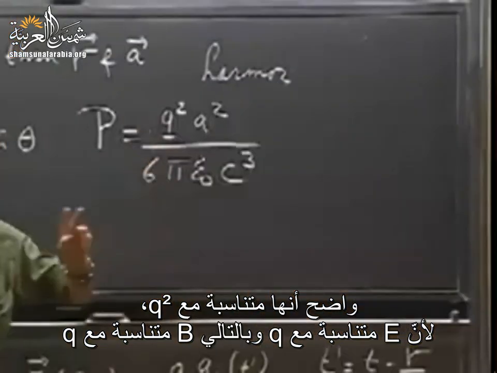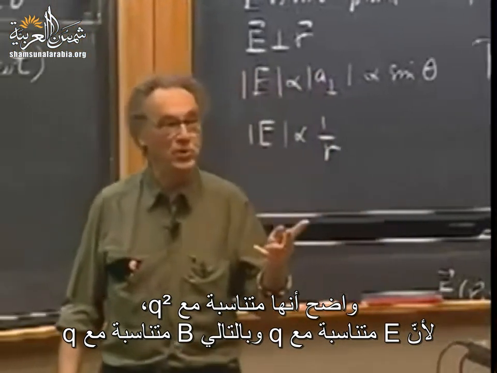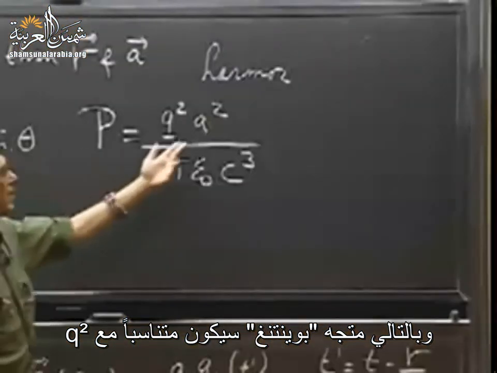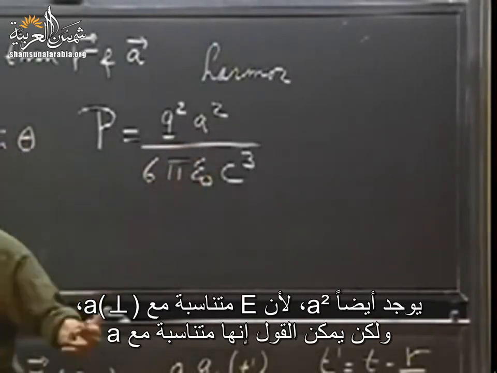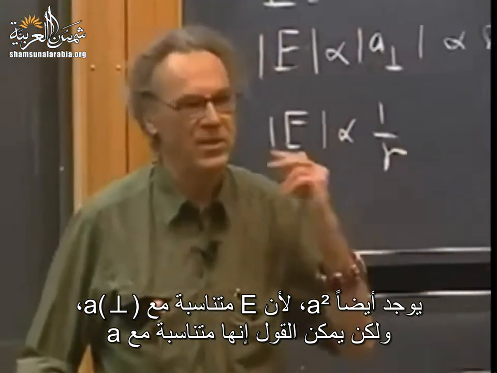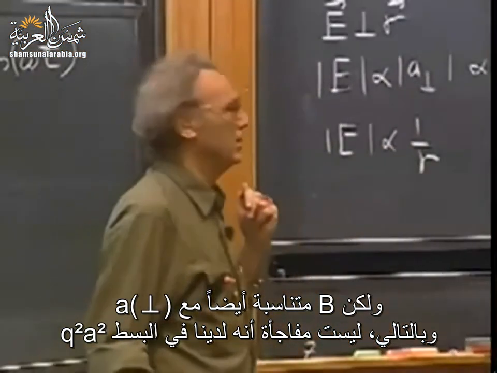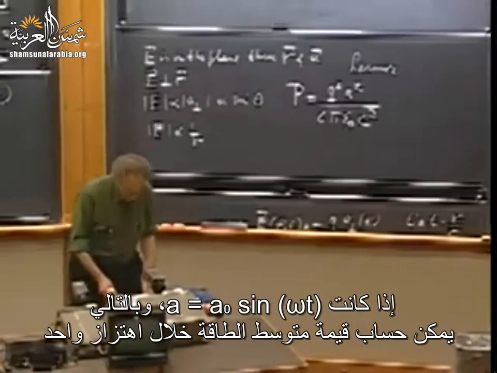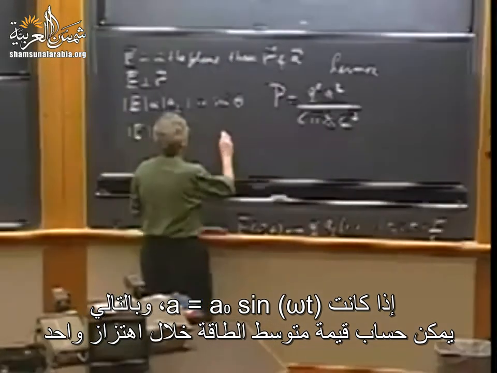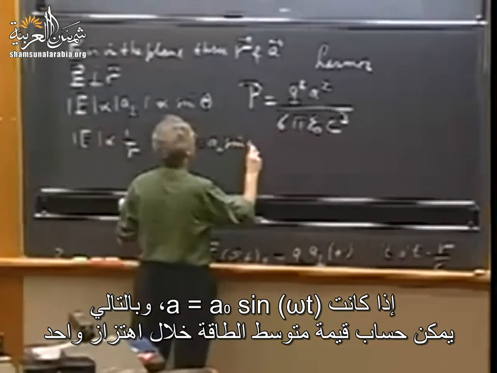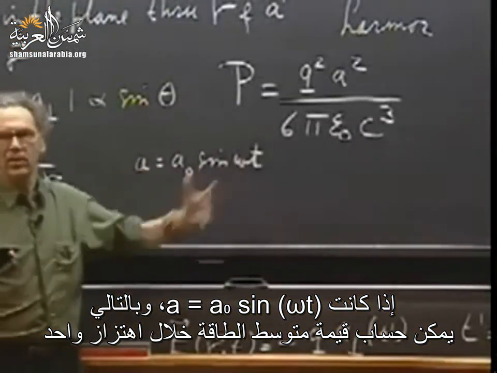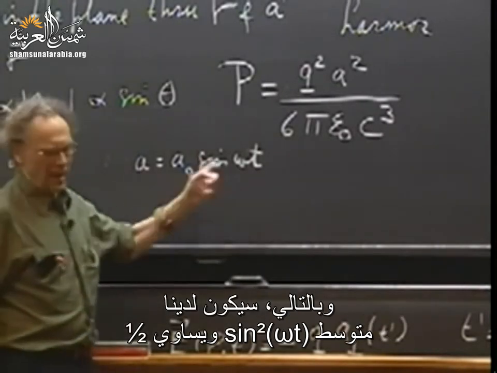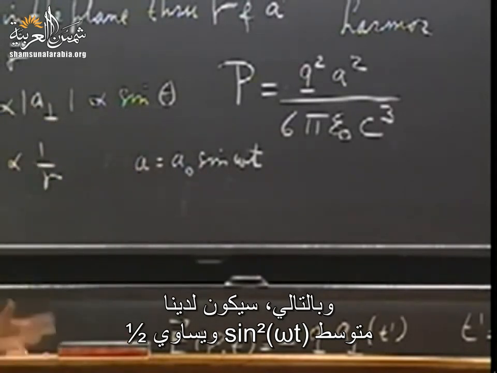It's obvious that it is proportional to Q squared, because E is proportional to Q, so B is also proportional to Q. So the Poynting vector will be proportional to Q squared. It's also obvious that there is an A squared, because E is proportional to A perpendicular, but nevertheless A, and B is also proportional to A. So it's no surprise that you get a Q squared and an A squared. Now, if A is oscillating, if A is A0 sine omega t or cosine omega t, then you can calculate the mean value of the power during one oscillation, and the average value of the sine squared omega t then becomes 1/2, of course.